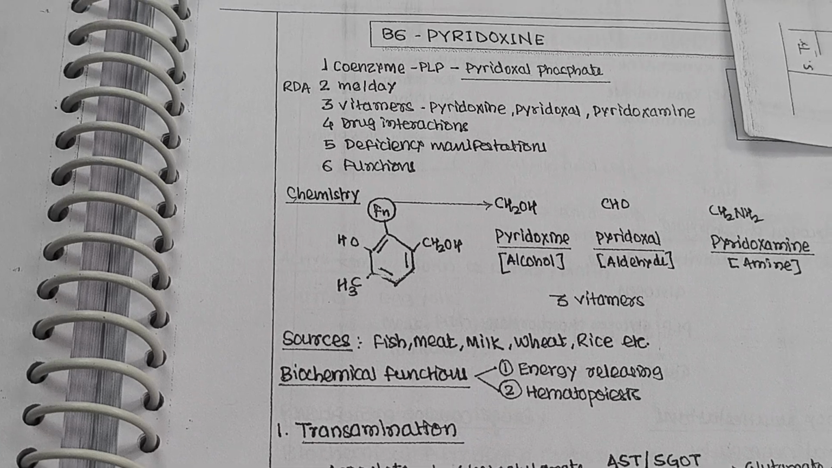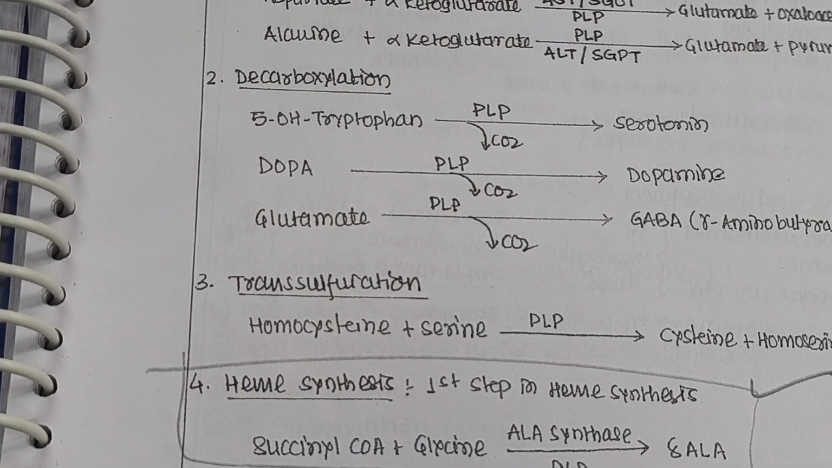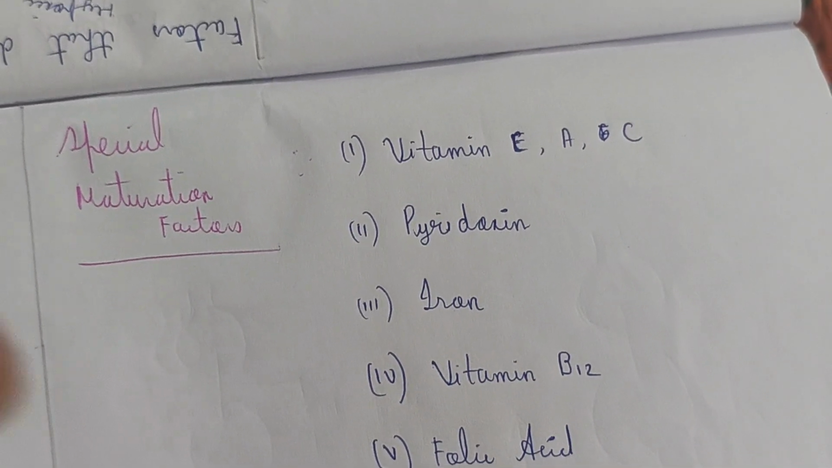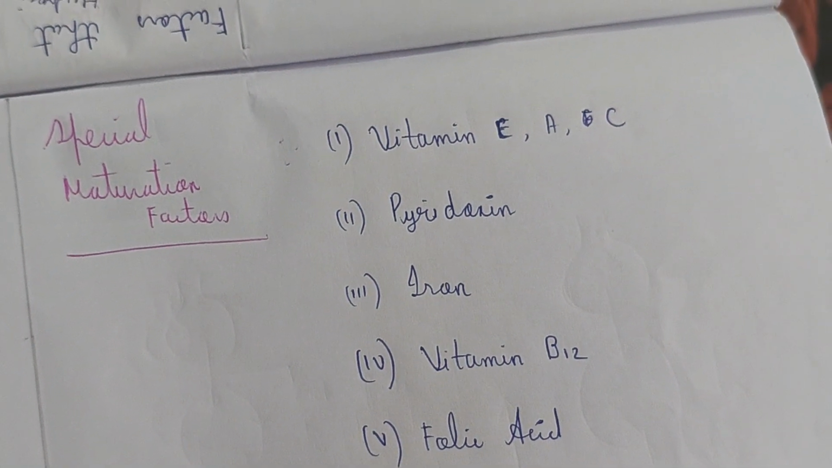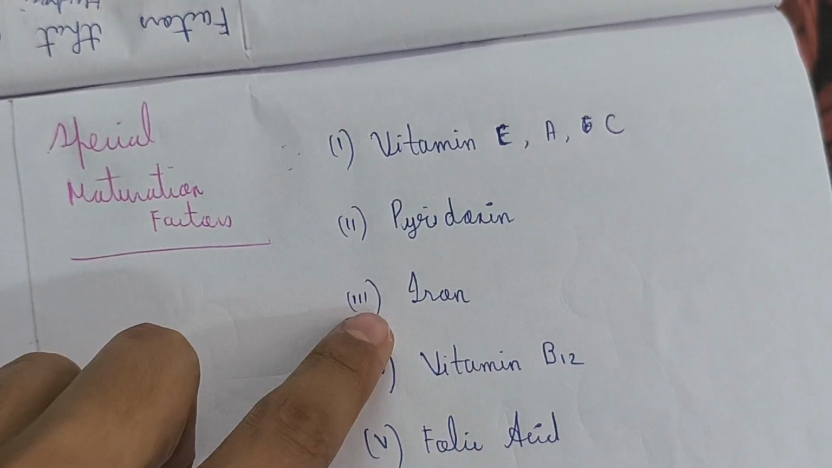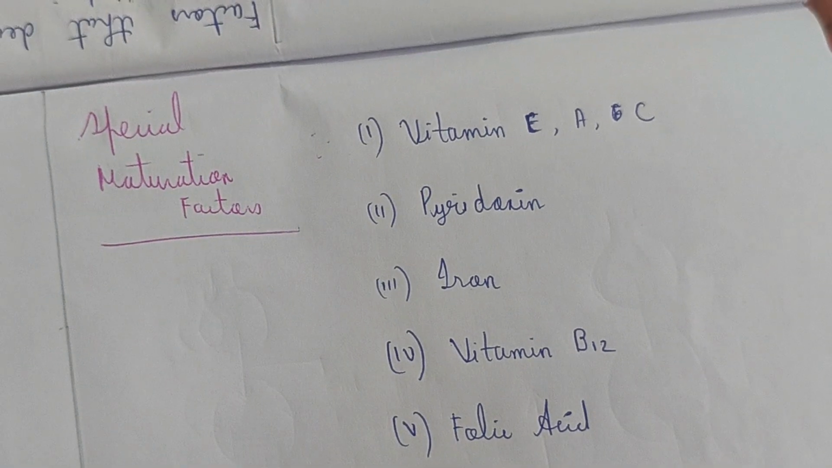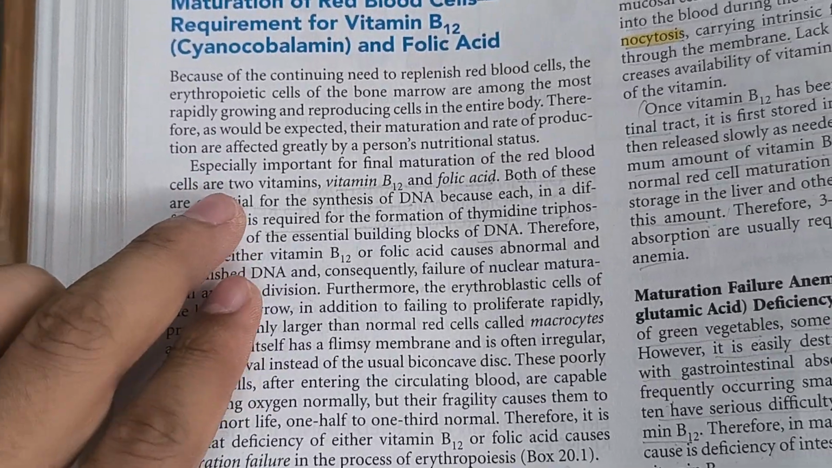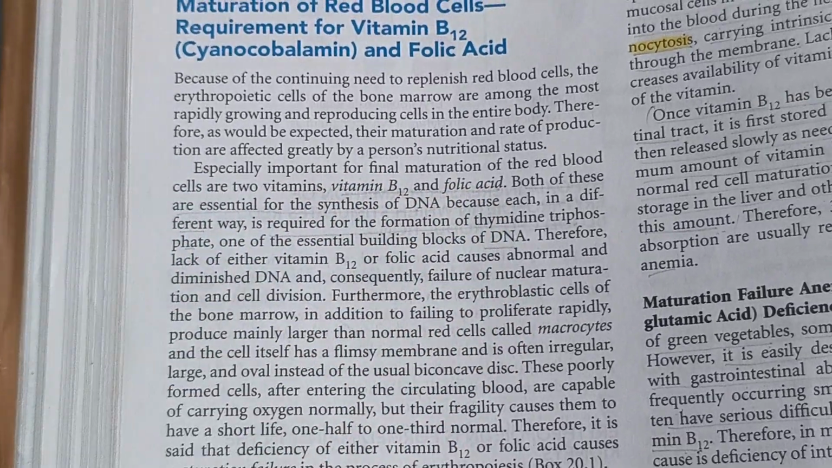And also about pyridoxine you will have to study, and you can see here that one of the most important functions of pyridoxine is heme synthesis. So therefore, written here are the maturation factors necessary for RBC production: vitamin E, A and C, and pyridoxine, iron. And number 4 and 5, vitamin B12 and folic acid, and about these also I'm going to explain. You can see here that they are essentially important for the final maturation of RBCs.